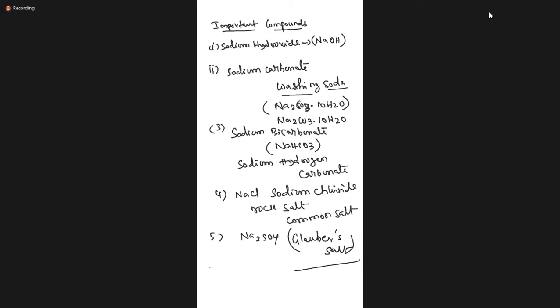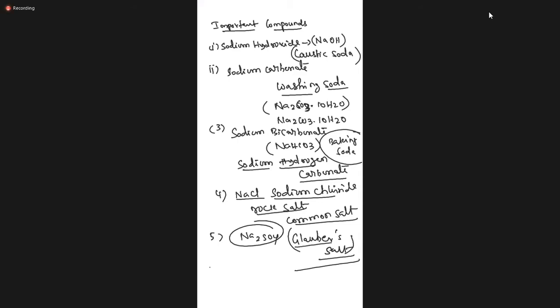Please note down. First one, sodium hydroxide, that's called caustic soda. Caustic soda is NaOH. Then sodium carbonate, washing soda, Na2CO3.10H2O. Sodium bicarbonate is called baking soda, sodium hydrogen carbonate. NaCl, sodium chloride, rock salt, common salt. Na2SO4, sodium sulfate, otherwise it is called Glauber salt.